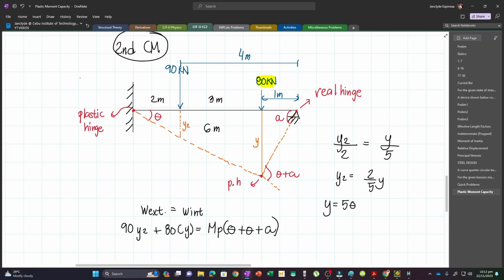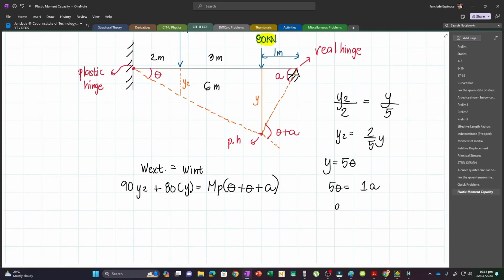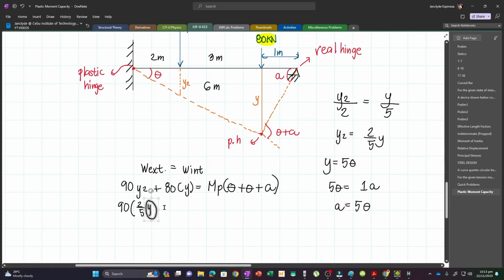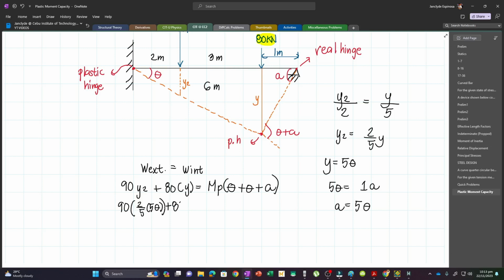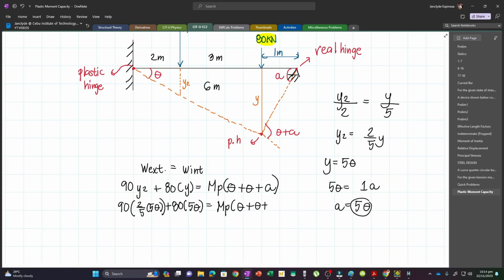Next, let's also express alpha in terms of theta. We equate 1 alpha and 5 theta. So 5 theta is equal to 1 alpha, and so our alpha is essentially also 5 theta. I hope you agree. Now let's substitute these values here. It becomes 90 multiplied by y2, which is 2 over 5 y, and we replace y with 5 theta, plus 80 times y, which is 5 theta, equals Mp multiplied by theta plus alpha, which is 5 theta.